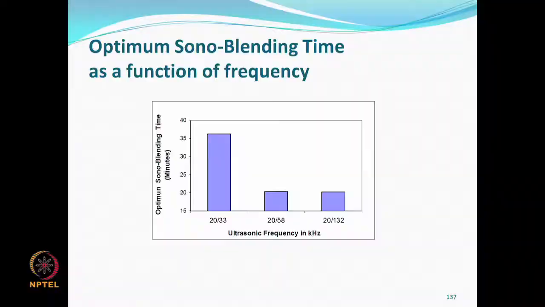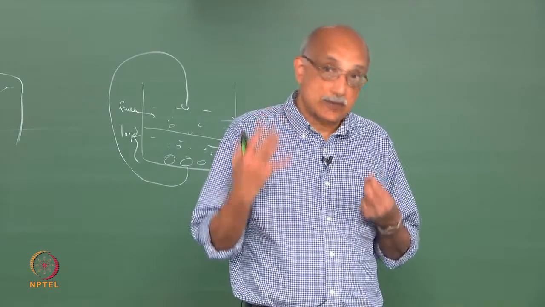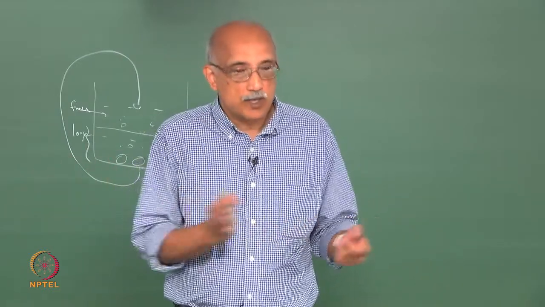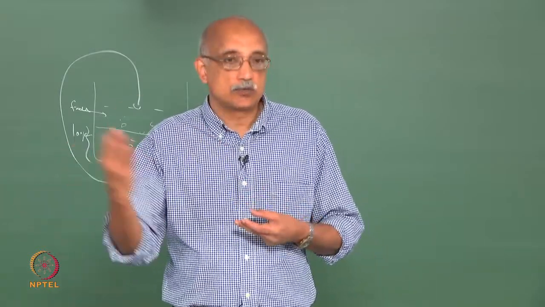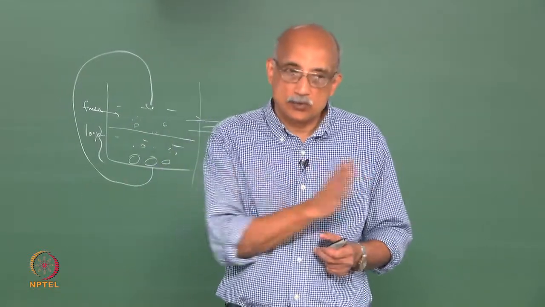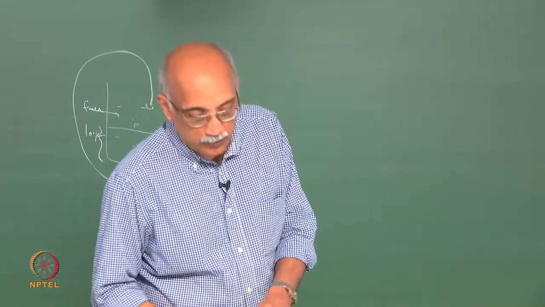So if you can actually plot this, you can plot ultrasonic frequency on the x-axis versus optimum sono blending time on the y-axis, and you can see that 58 and 132 kilohertz frequencies give you much better dispersion characteristics compared to 33 kilohertz, which is a low frequency system. So basically the implication here is that for synthesis of nanoparticles, low frequency is good because cavitation is very intense, but for making a very uniform blend in suspension form or for making a very uniform composite, higher frequencies are better because cavitation is not very strong, but acoustic streaming kicks in, and that provides a very uniform distribution of nanoparticles either in suspension form or in the composite form.